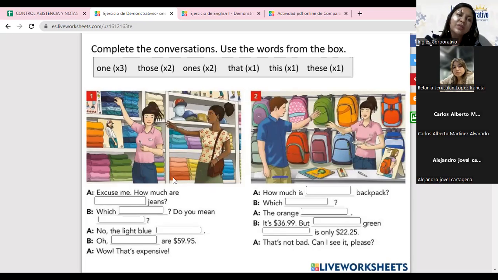Okay, so she's touching the jeans. I think they're black or dark blue, but the client is not touching the jeans. According to that, let's complete the conversation. Excuse me, how much are those jeans? Yes, how much are those jeans?